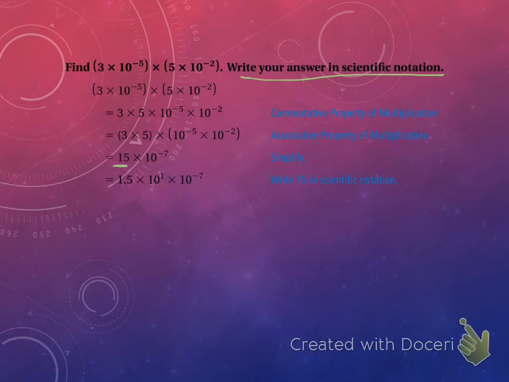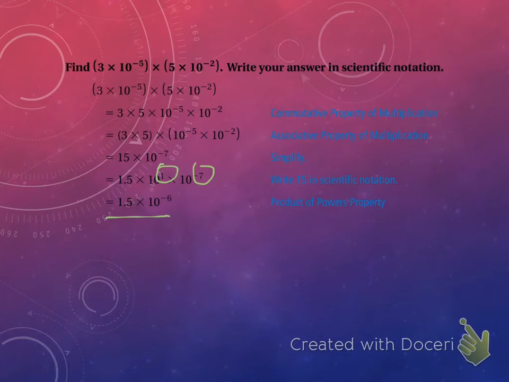So now what you're going to want to do is move that over 1. So you're going to have 1.5. We moved it over 1, which is times 10 to the first. And we still have our times 10 to the negative 7th. But we still need to simplify. So you end up with 1.5 times 10, adding exponents, the 1 plus the negative 7 is going to give us negative 6. So you get 1.5 times 10 to the negative 6.